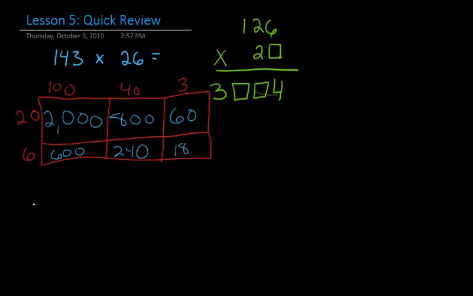Then what I need to do is I come down a little bit, and then I'm just going to write all these down, my partial products. 2,000 plus 800 plus 60, 2,860. And then I'm going to add my next set of partial products. 600 plus 240 is 840 plus 18 is 858.